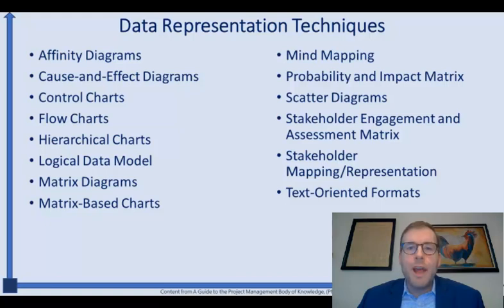Rounding out the first 3, we're now seeing data representation techniques. How do we represent data? How do we display it? How do we communicate it to our project stakeholders, to our team members? So things like flowcharts, process flowcharts, things like matrix diagrams, and some of these quality data representation techniques like scatter diagrams and control charts. These are tools and techniques that we can use to share information with our project team members and with our stakeholders.